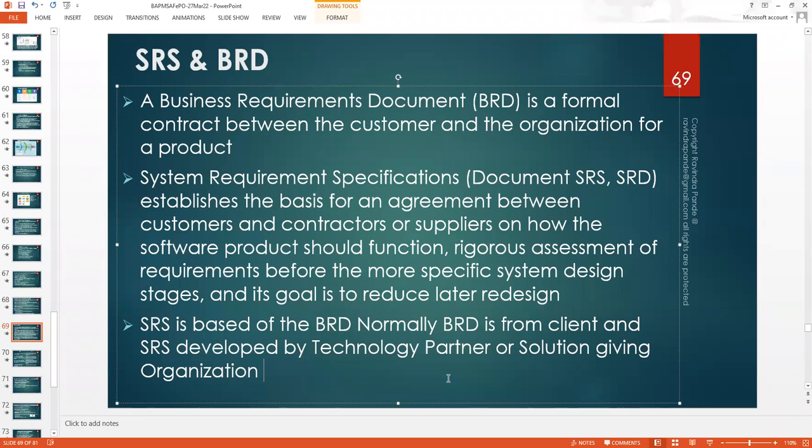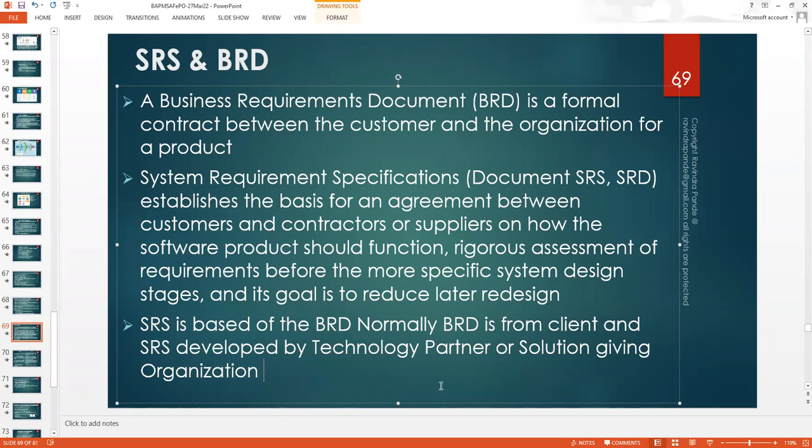Okay, so you got the idea. SRS is given by the technical partner like Infosys. BRD is given by the client or a stakeholder, like State Farm. Yes, ma'am, please go ahead. Sorry, I cut you out. Vandana, ma'am, do you have any question? No, I'm clear now. Okay, great. So just remember: BRD is given by the client, SRS is given by the technology partner.